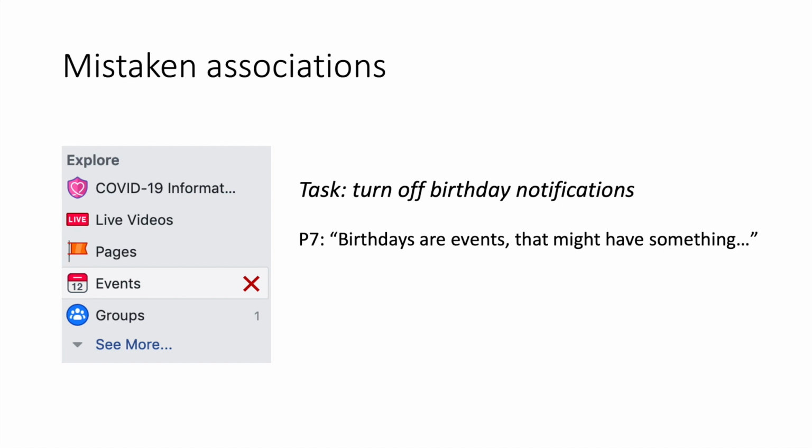One difficulty that every participant experienced was mistaken associations. People navigate by clicking on buttons that have a logical relationship with the task at hand. While this often works, often this expectation was not realized. One example was the Events link on Facebook's homepage. When tasked with turning off birthday notifications, participant 7 and other participants clicked on the link, reasoning, "Birthdays are events, that might have something." Unfortunately, events did not have anything that would accomplish the task, which increased frustration.